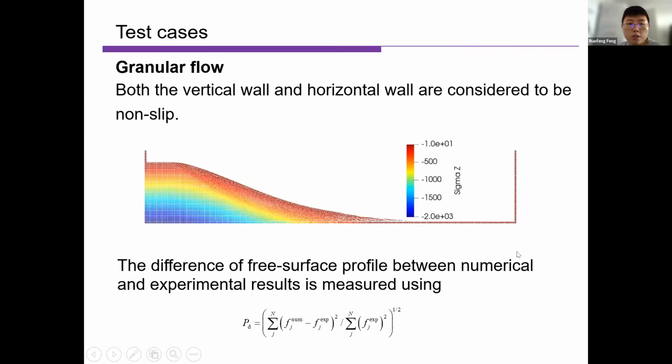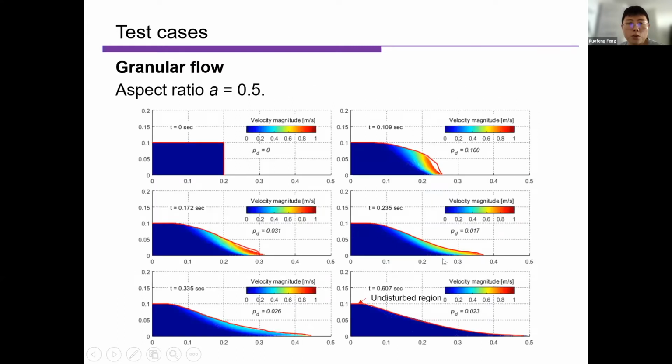As we can see, due to the use of the diffusion algorithm, we have quite a smooth stress profile. In order to measure the difference of the free surface profile between numerical results and the experimental results, we have a parameter here for the comparison. So here are the results. The first one has 6 time instants. You can see at the initial stage, there are some gaps between the simulation and the free surface profile, but soon after, in the following time instants, we get quite good agreement with experimental data.